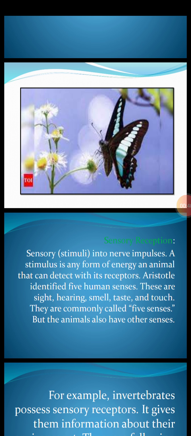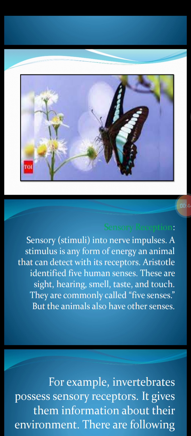Actually, Aristotle identified 5 human senses. These are sense of sight, hearing, smell, taste, and touch. These are called the 5 senses. But animals also have some other senses to detect different types of things. For example, invertebrates possess sensory receptors. These sensory receptors give them information about their environment or surroundings.